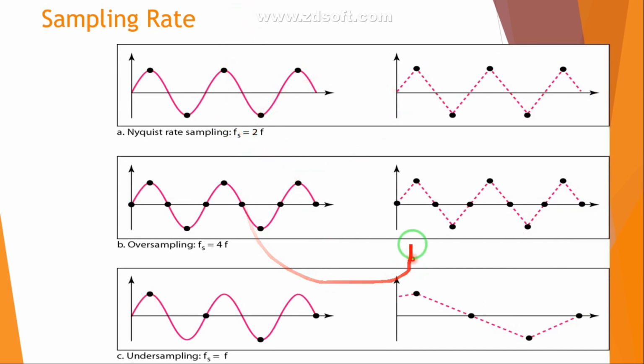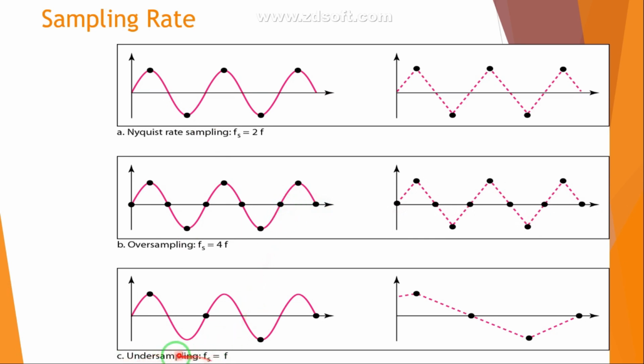This is the example of how the sampled output would look for different samplings. If Nyquist rate, Fs is equal to 2f, see how the samples have been taken. That is called Nyquist rate. Oversampling means Fs is greater than twice of f, so we have taken 4f. See, the number of samples has increased, so it would be very easy to reconstruct the signal from its sampled version.